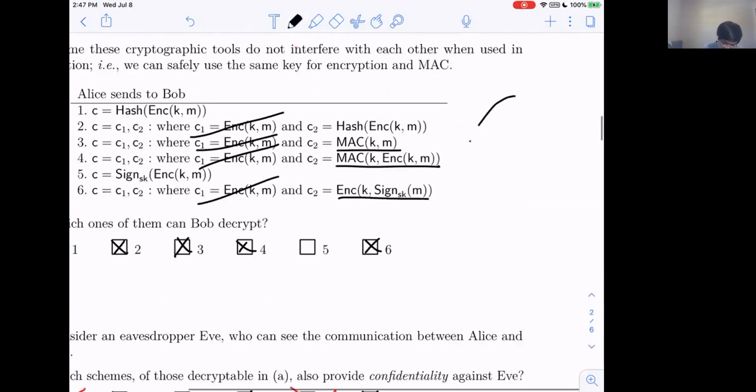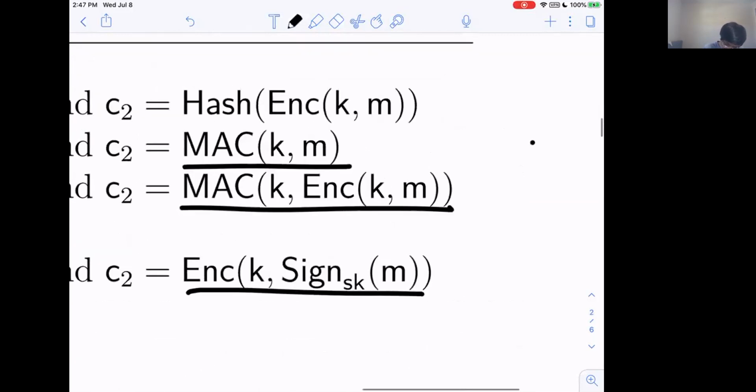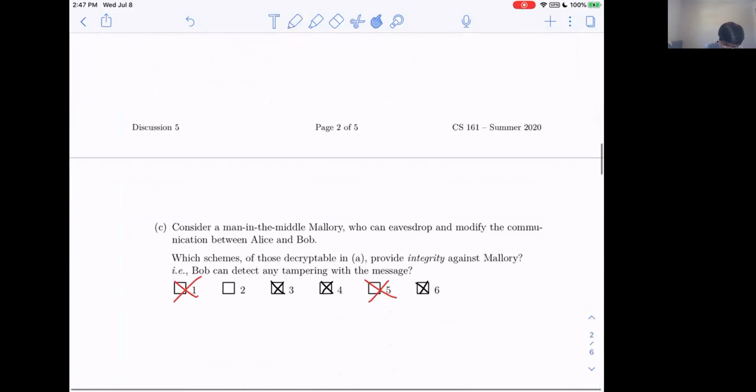But again, when working on the project, and if you ever write cryptographic related code in real life, you always want to MAC then encrypt. But all of these do provide integrity.